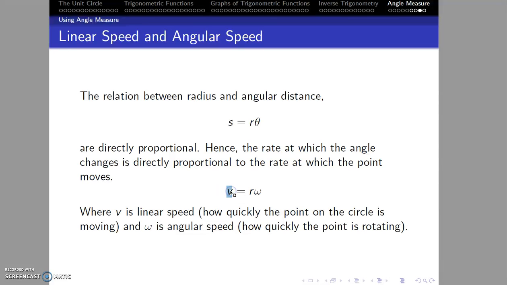And once again, velocity is in meters per second, or distance unit per time unit. Radius is just your distance unit, so omega has to be unitless over time. So once again, angular speed has to be in radians per second, or radians per time unit. So whenever we're working with linear speed or angular speed, we're going to have to work in radian mode. So here's a couple of instances where we have to do it.